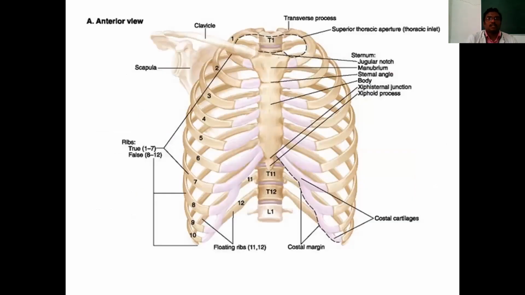As you see, the thoracic cage is being formed by 12 pairs of ribs, and all the ribs are being connected towards your sternum by your costal cartilage.